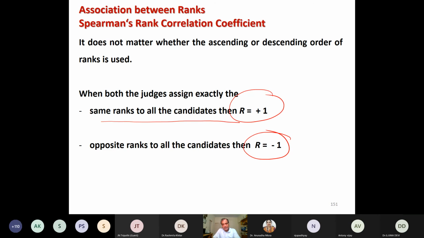So if the direction is -1, that means both the judges are trying to give their marks in an opposite way.